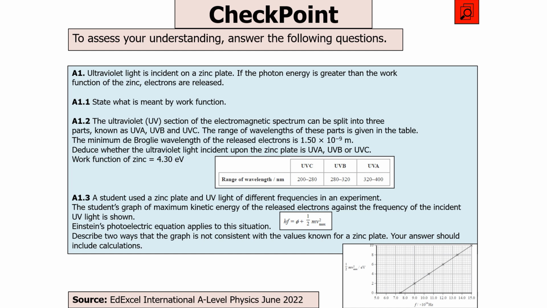Then the student used a zinc plate and UV light of different frequencies in an experiment. The student's graph of maximum kinetic energy of the released electrons against the frequency of the incident UV is shown. Einstein's photoelectric equation applies to the situation. Describe two ways that the graph is not consistent with values known for a zinc plate. Your answer should include calculations. So pause the video now, then unpause the video when you want to go through your answer.